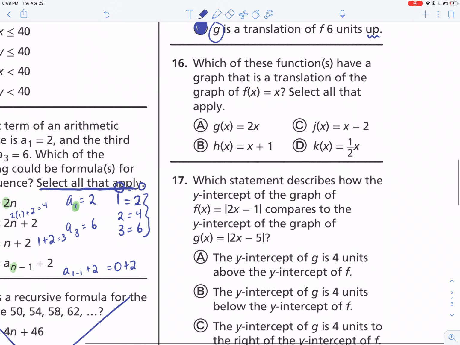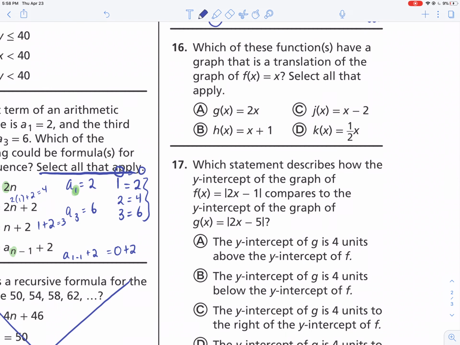Okay, going to number 16. Which of these functions have a graph that is a translation of the graph f of x equals x? Select all that apply. So if I do 2 times x, does that translate it? Does that move it left, right, up, or down? In this case, no, because it would still be at 0, just like this one starts at 0. That would just make it go steeper.